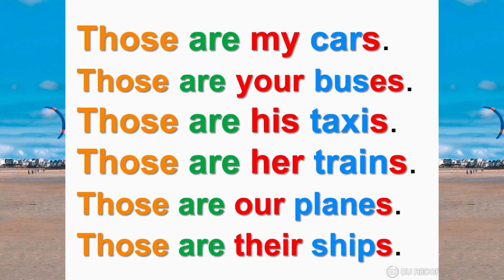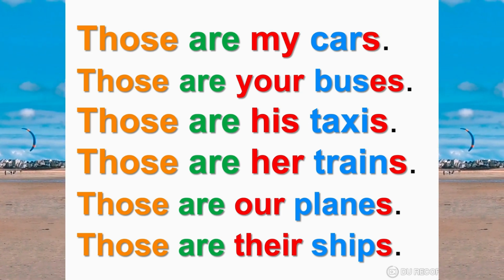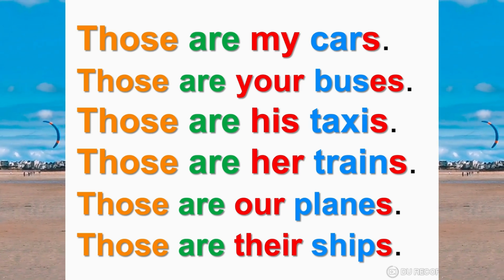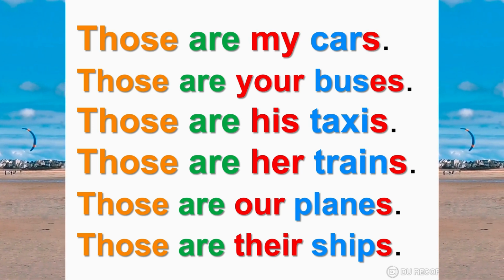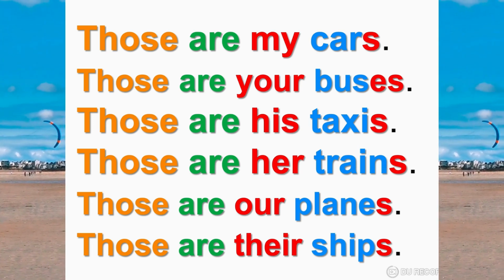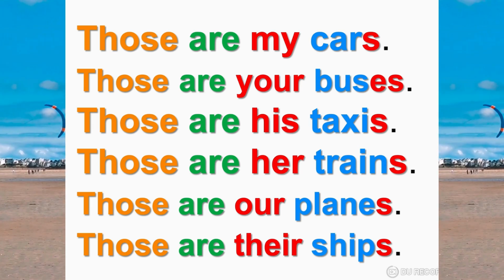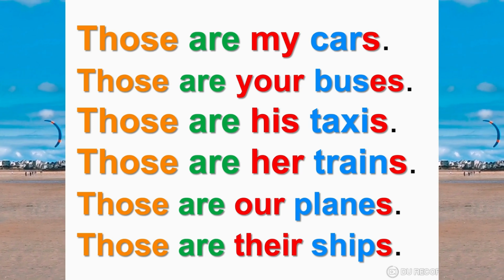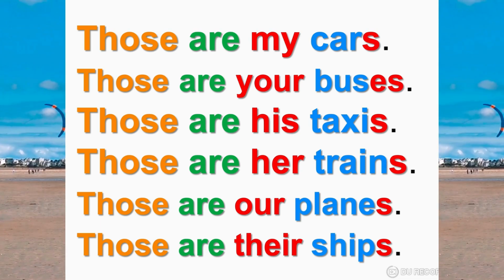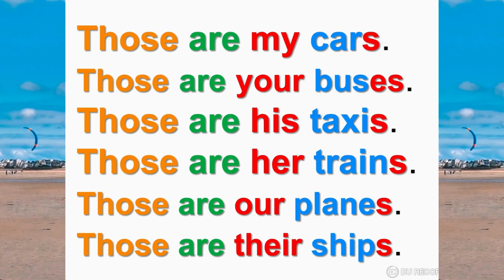So now the plural form. Those are my cars. So they are far from me. Those are your buses. Those are his taxis. Those are her trains. Those are our planes. Those are their ships. Let's repeat after me. Those are my cars. Those are your buses. Those are his taxis. Those are her trains. Those are our planes. Those are their ships. Let's continue.